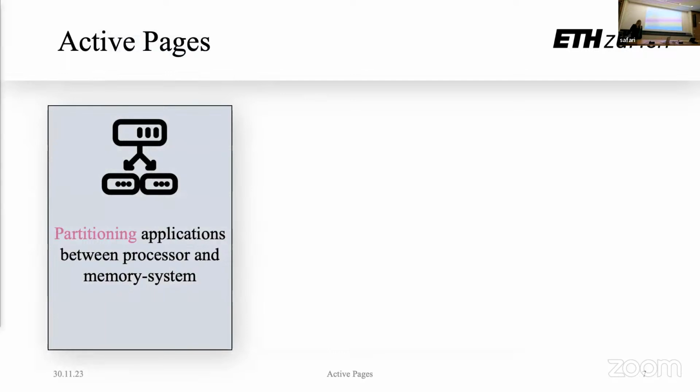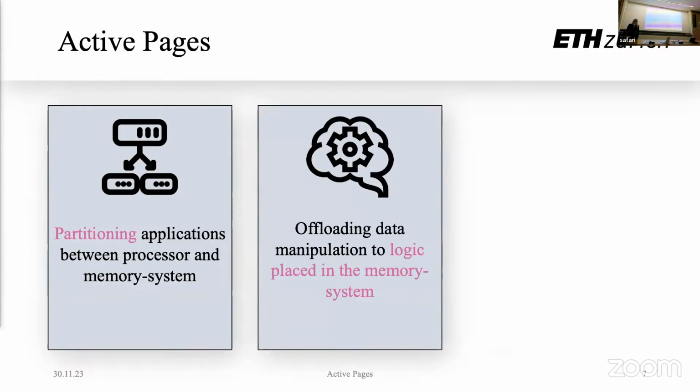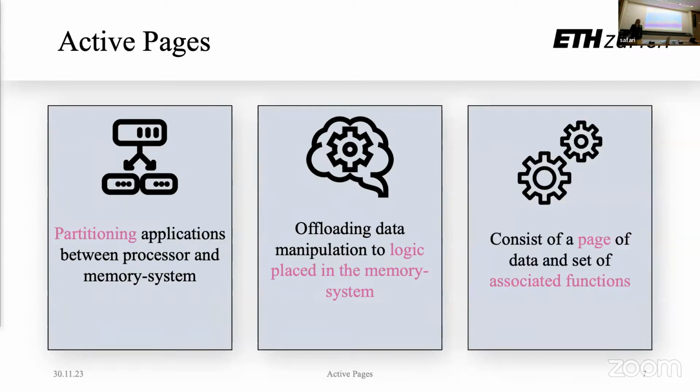So Active Pages are a computational model which partitions applications to the memory system and the processor. The goal of this is to keep the processor running at higher speeds by offloading data manipulations to logic placed in the memory system. An active page consists of a page of data and associated functions that operate on that data.